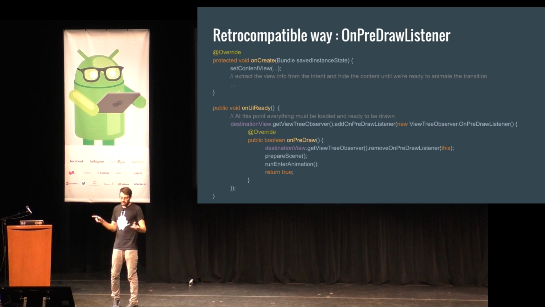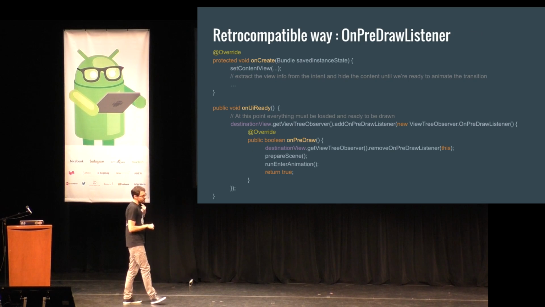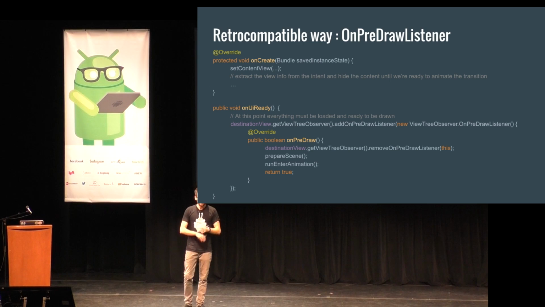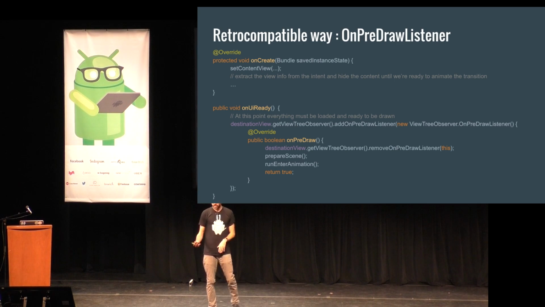Now, in the activity that's actually going to animate, we have to do kind of the same gymnastics as the older API, which is you don't want to start the animation right away because you're not ready for it yet. You probably need to load some data or load an image.